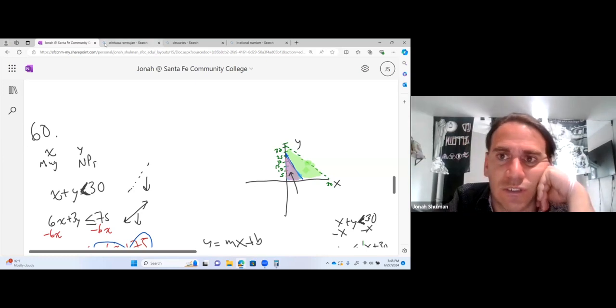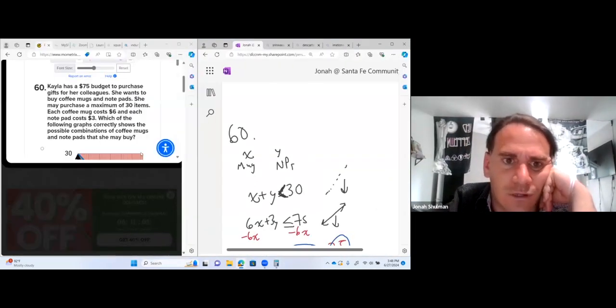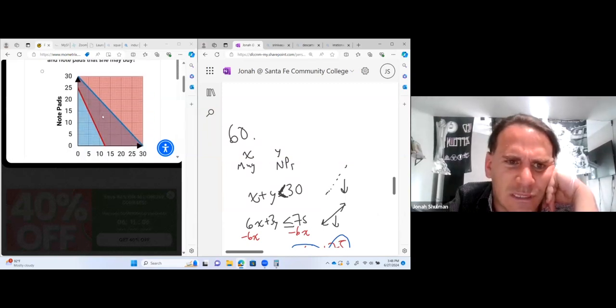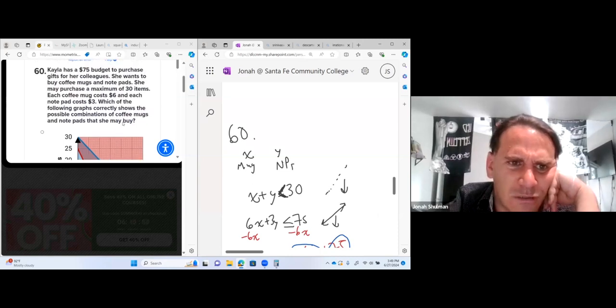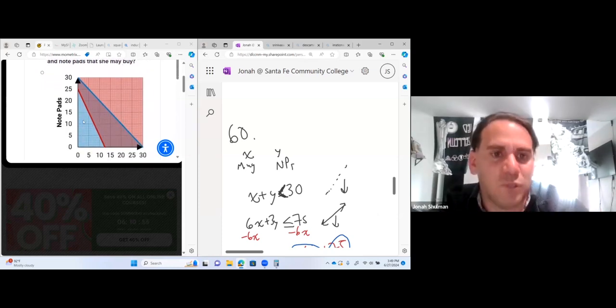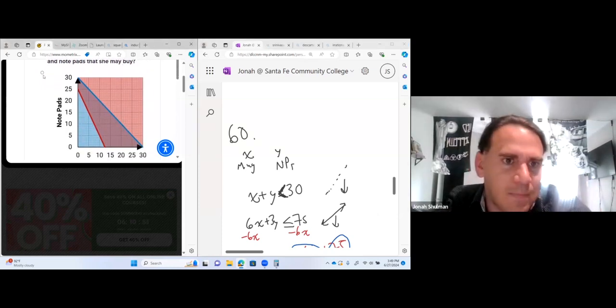So let's look at our choices. Let's see which one's the right choice. Let's see what Kayla was able to do. This does 30, 25, perfect. But which possible graphical key shows the possible combination? Oh, here it is. Blue, red, purple. It's A.